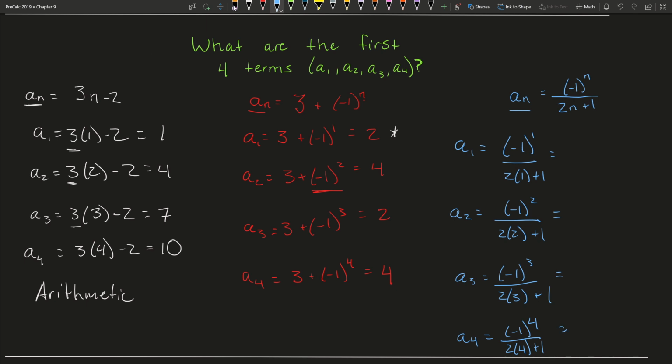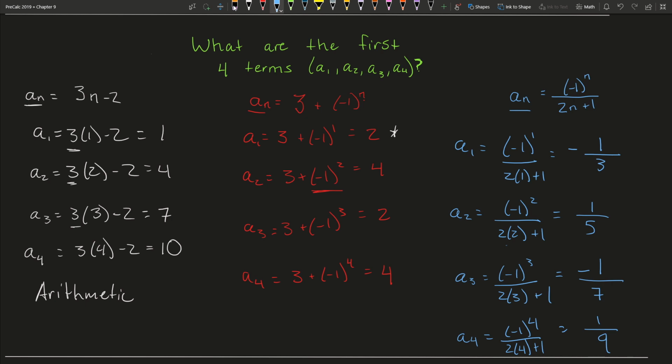And again, if we simplify -1 to the first power, that's negative, and then we have 1 over 3. Negative 1 to the second power, that's positive, and then we have 5, so 1 over 5. Negative 1 to the third, that's negative, over 7, and then positive over 9.